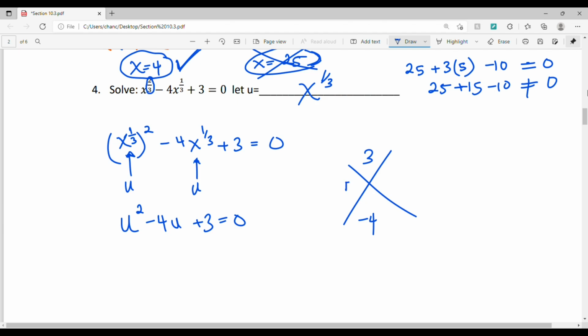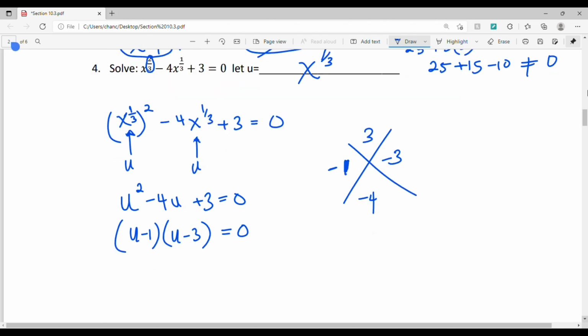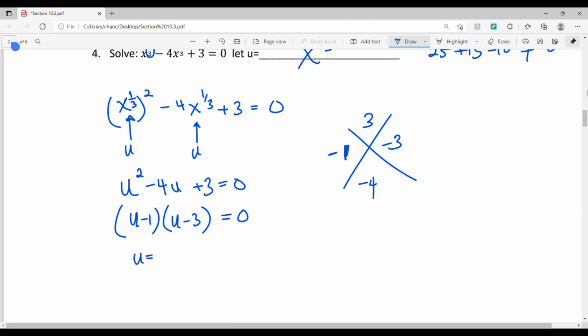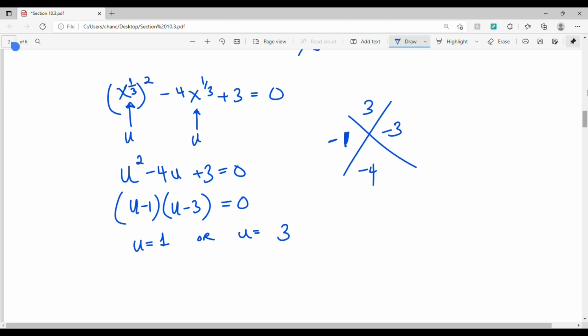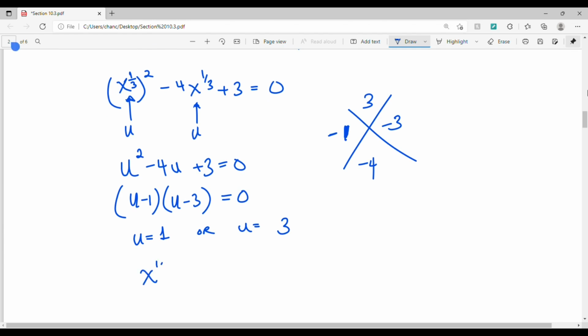And the two numbers are a 1 and a 3. They're both negative. So this factors as u minus 1 times u minus 3 equals 0. If you set each of these factors equal to 0, you will get u equals a positive 1 or u equals a positive 3. But u was originally x to the 1/3, so I can replace this back with an x to the 1/3 equals 1, or x to the 1/3 equals 3.